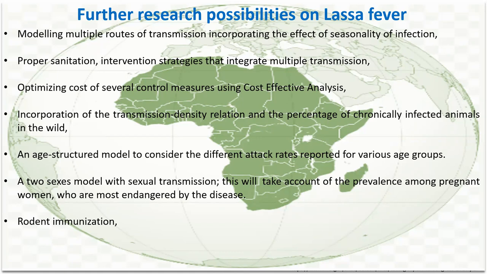Another thing to consider is age cultures. Why are we considering age? Because the rate of attack is different in different age groups. For example, treatment is very important when it's given to people below 45. So that means there is already a specific age that is being considered. Then another thing we can consider is a two-sex model. Why are we talking about a two-sex model? Because of sexual transmission of Lassa, and because of its prevalence in pregnant women. We can consider a model where we separate pregnant women from the other population, to see how it can help in controlling Lassa fever.